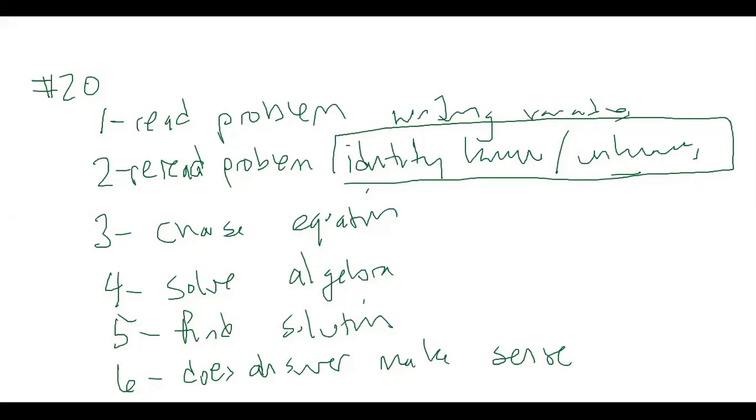If we're driving a car and the answer comes out to be 2,000 miles per hour, that really doesn't make much sense. So we would not use that as our answer. We would know we did something wrong. So those are our steps. So let's try number 20. And I'll go through and show you how I do these problems and how you probably should do these problems to make life easier for yourself.